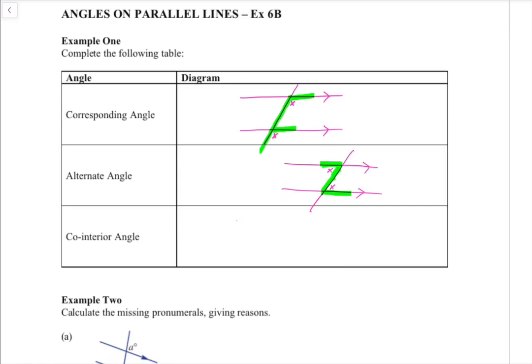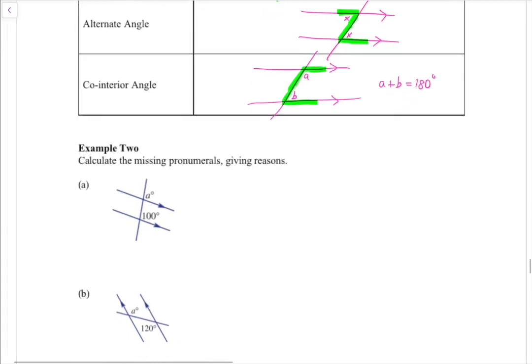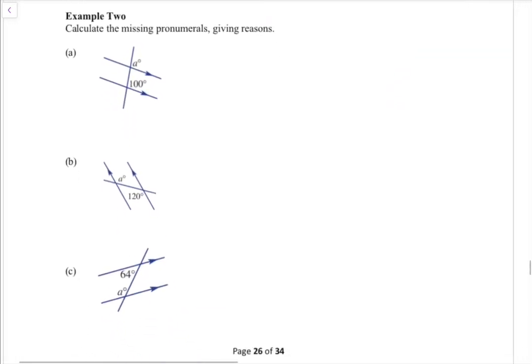Co-interior angles, I need to have my parallel lines with my transversal. And co-interior angles, I need my C shape. And there are two angles inside the C shape, and both of those angles plus together to give 180 degrees. Now we've seen that before, we're going to apply it. So let's get into our examples.